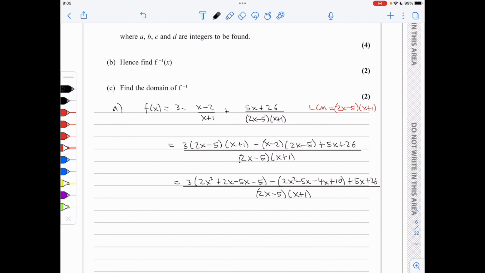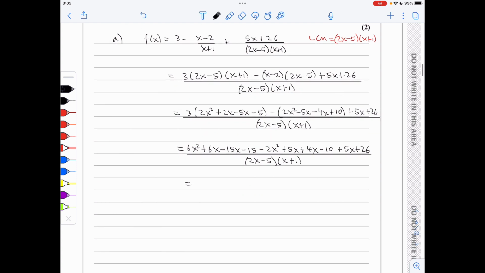And we will now expand further to get 6x squared plus 6x minus 15x minus 15, minus 2x squared plus 5x plus 4x minus 10, plus 5x plus 26, and all of it over 2x minus 5 times x plus 1. Now we collect like terms in the numerator. We see that we get 4x squared plus 5x plus 1 over 2x minus 5 times x plus 1.